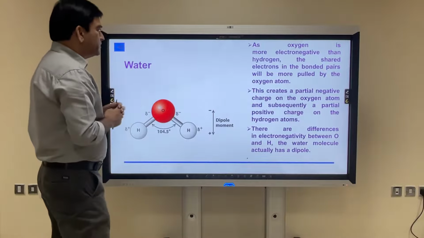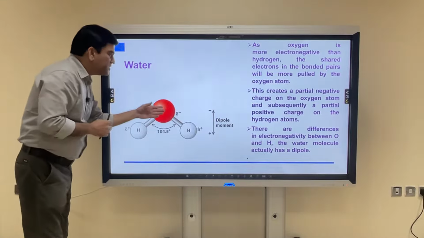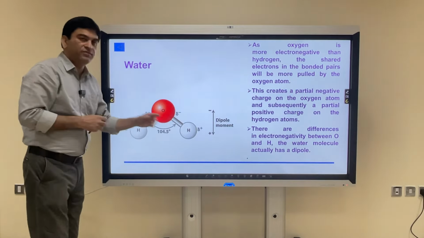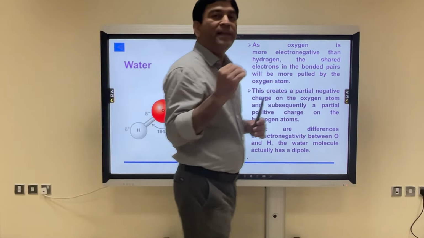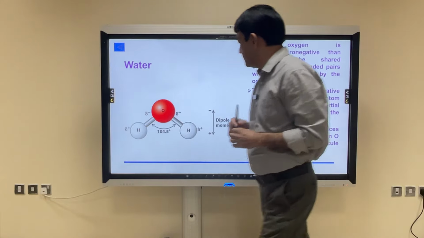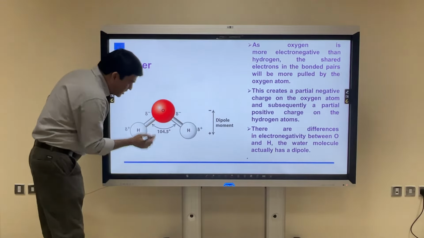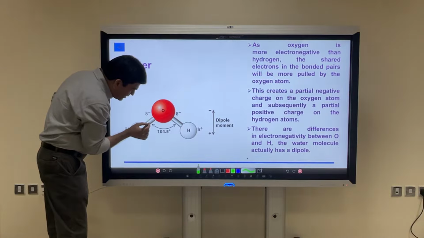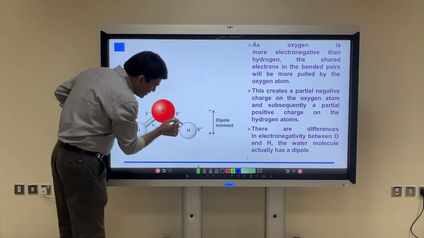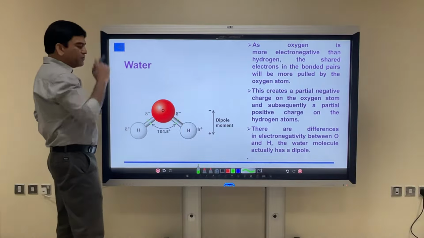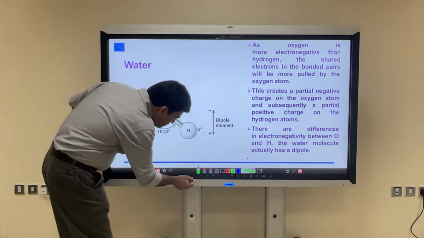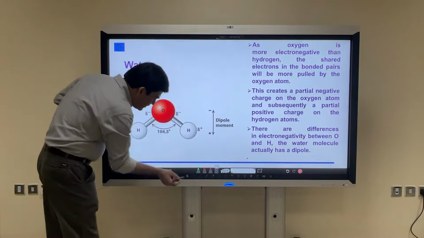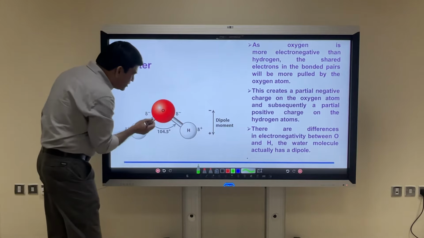Now you can see it over here. Oxygen, the value of electronegativity is high as compared to hydrogen. Oxygen has more electronegativity than hydrogen. So what will happen? For example, they are sharing the electrons in the middle, because oxygen has more electronegativity.